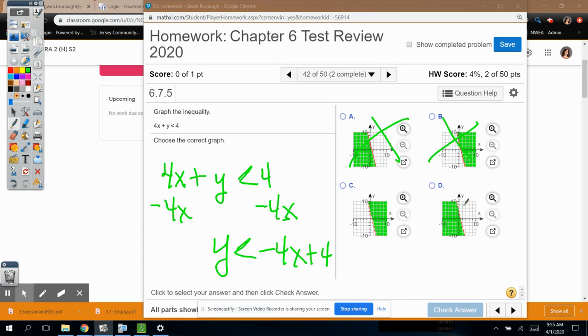If you think of a man walking on the line, it would be below him if it was D, but I think that's harder to see than some of the other ones. So you might want to do that test point. If you plug in 0, 0, which is not on the line, I'm going to go here. 0 plus 0 less than 4. Is 0 less than 4? The answer is yes. So 0, 0 needs to be shaded, and the answer would be D.